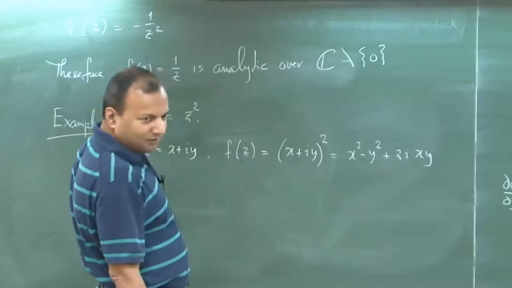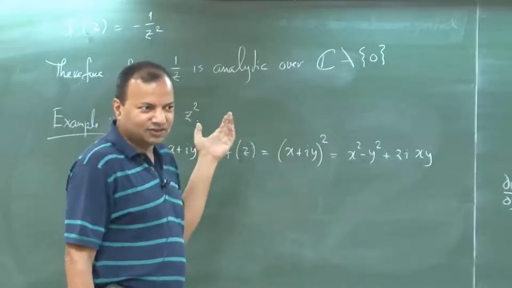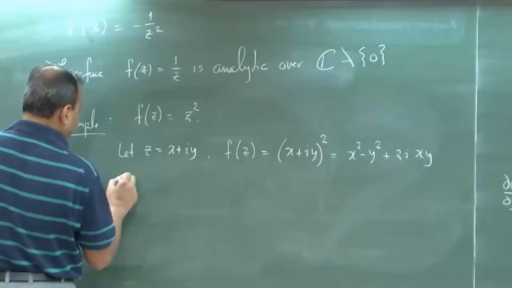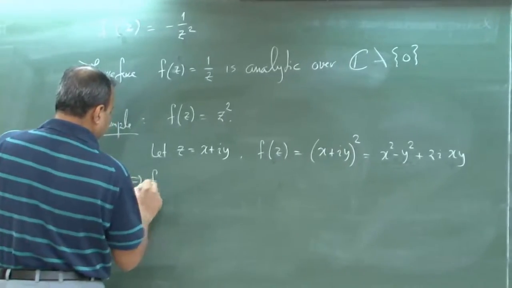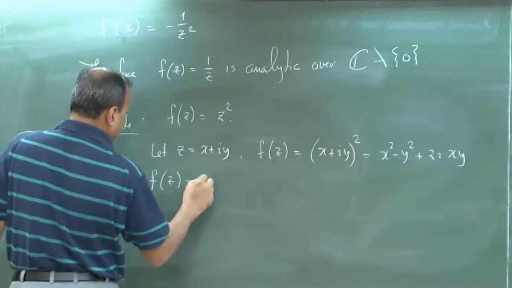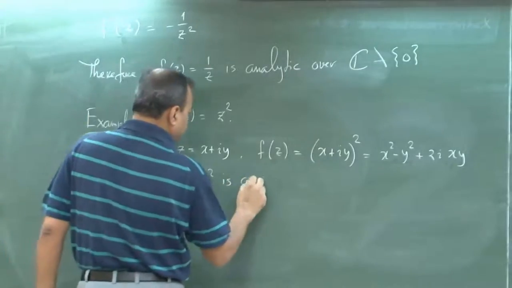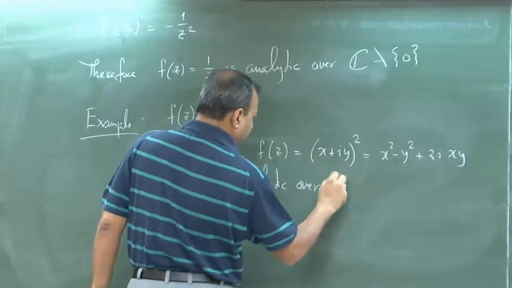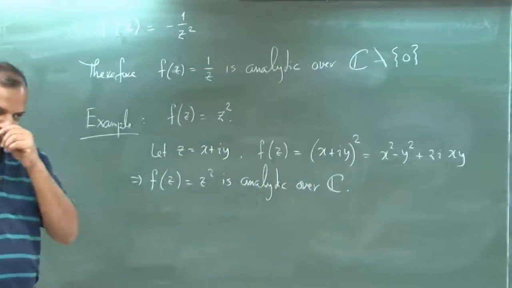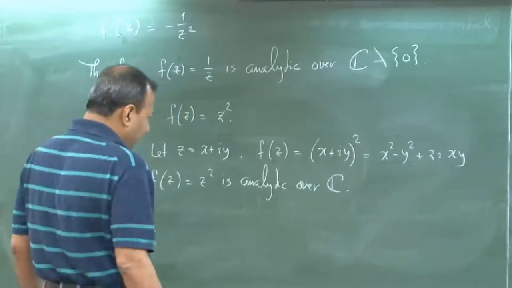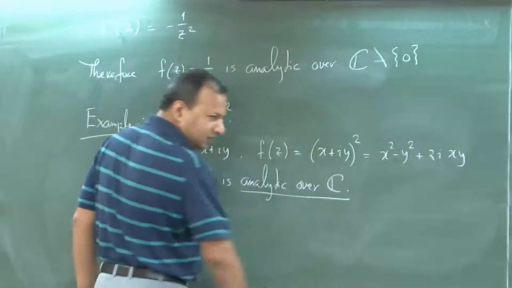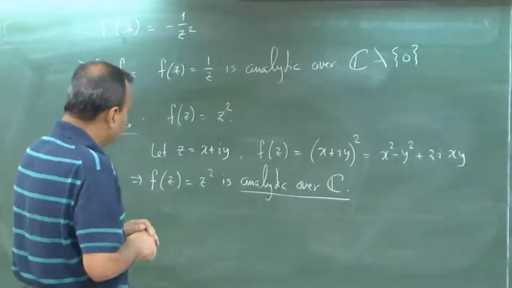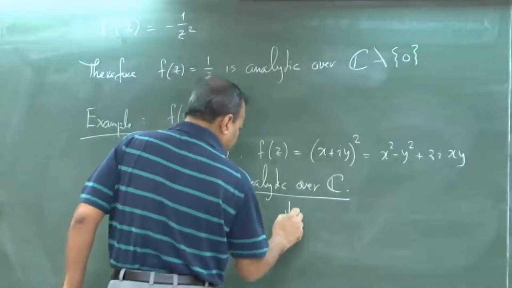Its derivative, again following the same principle, is 2z, which is a continuous function over the entire complex plane, and therefore f is analytic over the entire complex plane. And in fact, there is a name for this property. Functions which are analytic over the entire complex plane are called entire.